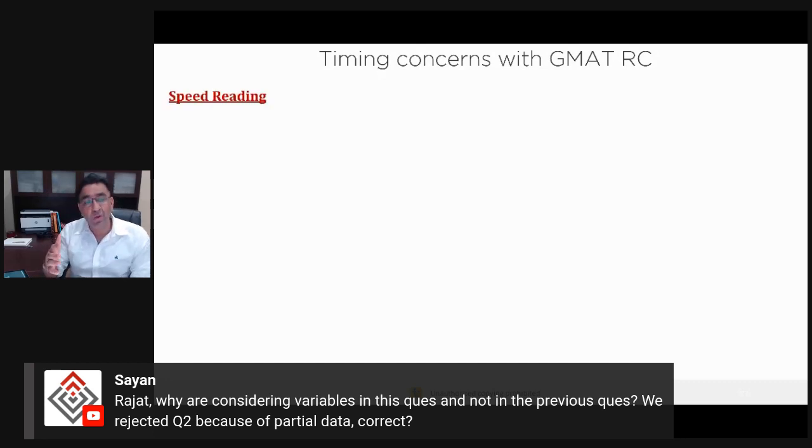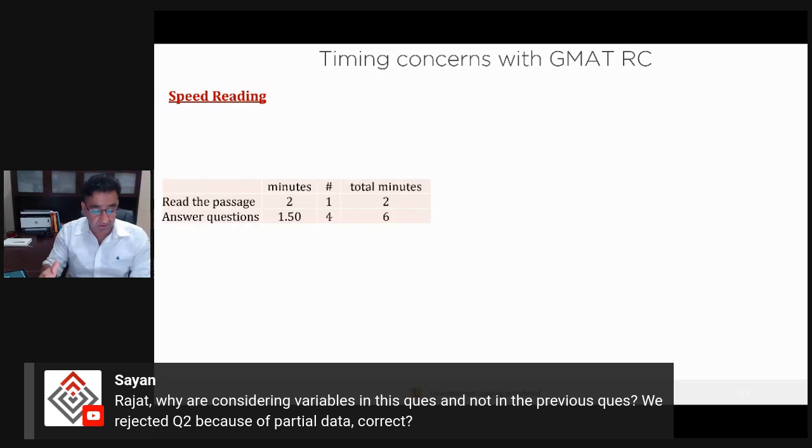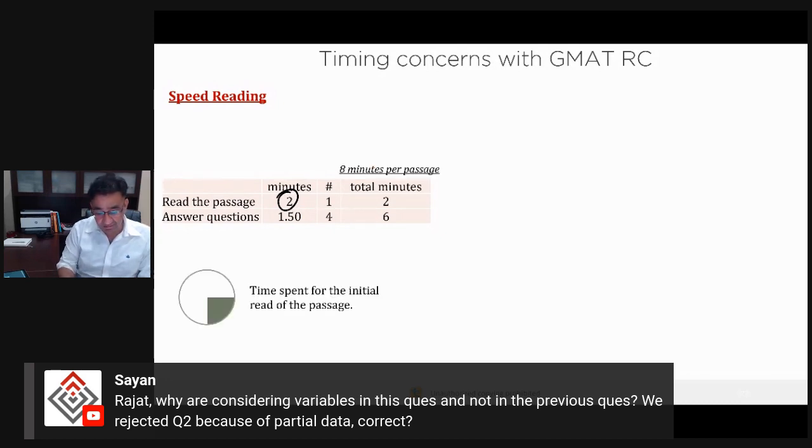But let's talk about 2 ways in which you can do GMAT RC. One is you do speed reading. What are you going to do? You're going to read a passage in about 2 minutes. Because you don't comprehend, what's going to happen is you're going to take about a minute and a half to almost 2 minutes to answer each question. In the end, if you have 4 questions here, you might end up taking 8 to 9 minutes or even 10 minutes to answer questions. You might not get very many questions right. Again, you're spending about 25% of your time reading the passage.